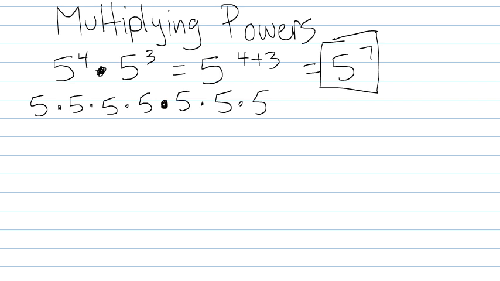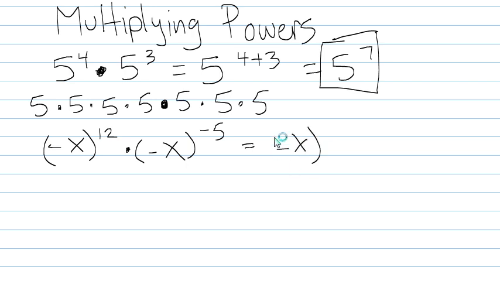Next one is this one. What about negative x to the 12th power times negative x to the negative 5th power? This is negative x. Again, we're going to add the exponents. So that's a positive 12, and we're going to add to that a negative 5, which is 12 plus negative 5, which is the same thing as 12 minus 5. And so you have negative x to the 12 minus 5 is 7th power.